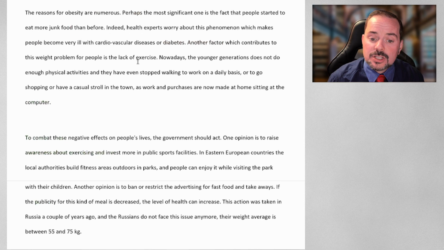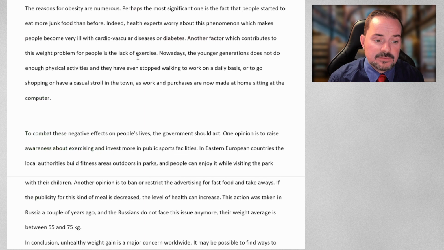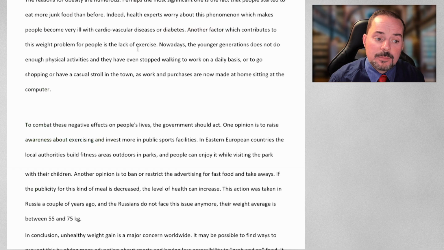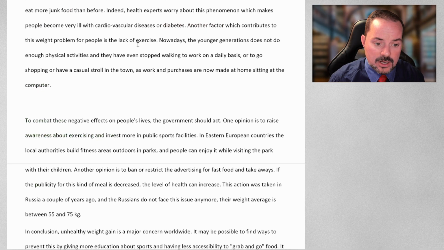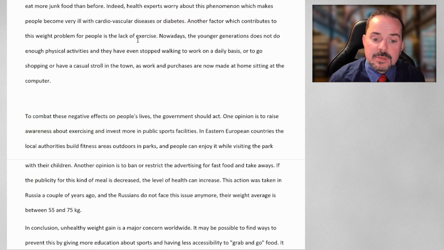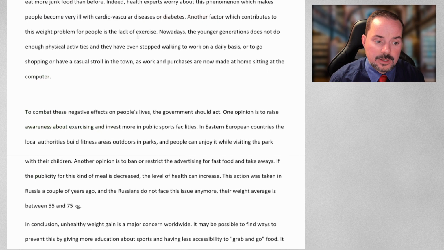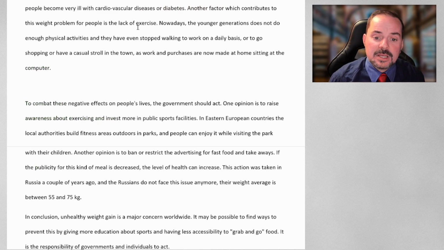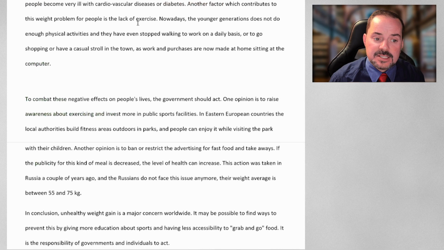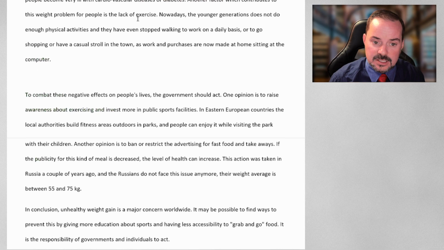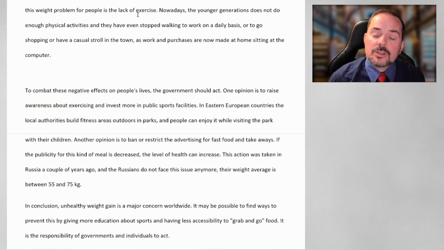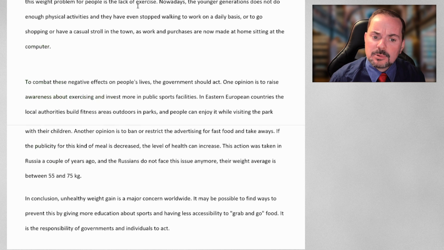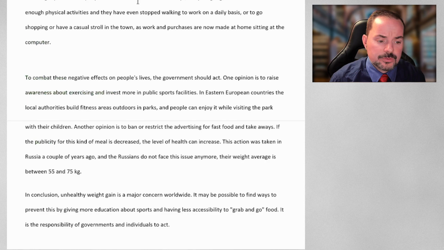Nowadays, the younger generations do not do enough physical activities, and they have even stopped walking to work on a daily basis, or going shopping, or having a casual stroll in the town, as work and purchases are now made at home sitting at the computer. To combat these negative effects on people's lives, the government should act. One opinion is to raise awareness about exercising and invest more in public sports facilities. In Eastern European countries, the local authorities build fitness areas outdoors in parks, and people can enjoy it while visiting the park with their children.